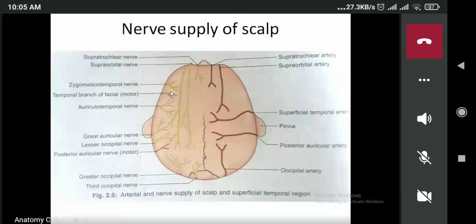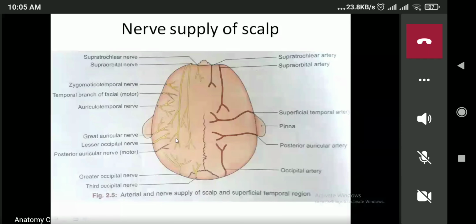Similarly, on the posterior aspect of the scalp, the greater auricular nerve, lesser occipital nerve, greater occipital nerve and third occipital nerve are all derived from the cervical plexus, and the single motor nerve is the posterior auricular nerve, which is also a branch of the facial nerve. So the posterior auricular branch of the facial nerve is the only motor nerve behind the auricle, and the temporal branch of the facial nerve is the only motor nerve in front of the auricle. The rest of all are sensory nerves.